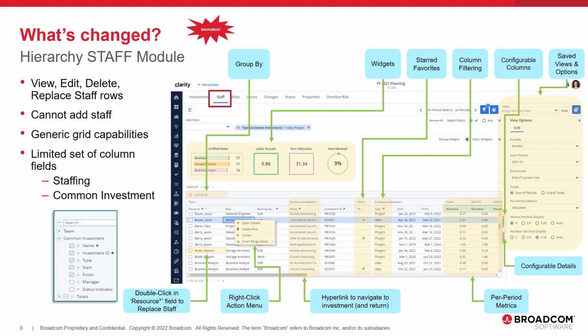The ability to add staff is not available here in the hierarchy staff module. If you want to add staff, the quickest method would be to drill into the investment and add the resource, role, or team, and then return back to the hierarchy.